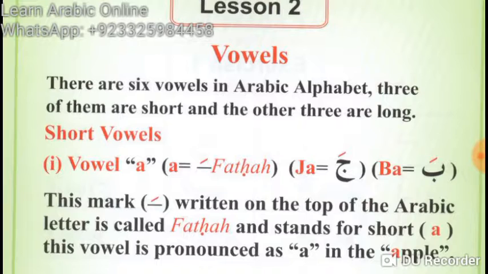How to pronounce the vowel? No, I am saying just read what is written here in the English language. These are English lines. Start reading this English line. Then I will explain what is written in these lines. It is written there are six vowels in the Arabic alphabet. Start reading from this line, written at the top of the page. Lesson number two, vowels. There are six vowels in the Arabic alphabet. Three of them are. I want you to read this line.